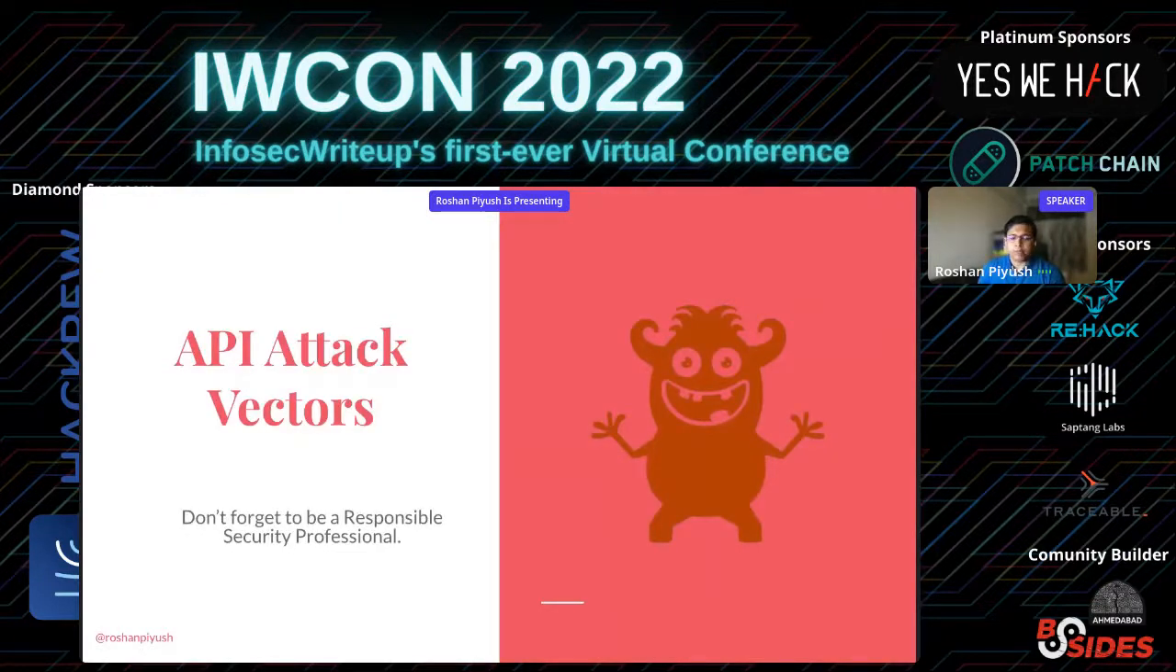So now we'll talk about different API attack vectors, but please do understand, always be a responsible security professional. Always take permission if you're attacking someone else's infrastructure. Don't go ahead and rampage anyone, because APIs are very powerful and they give you a very powerful tool in your hand. So always be a responsible security professional.